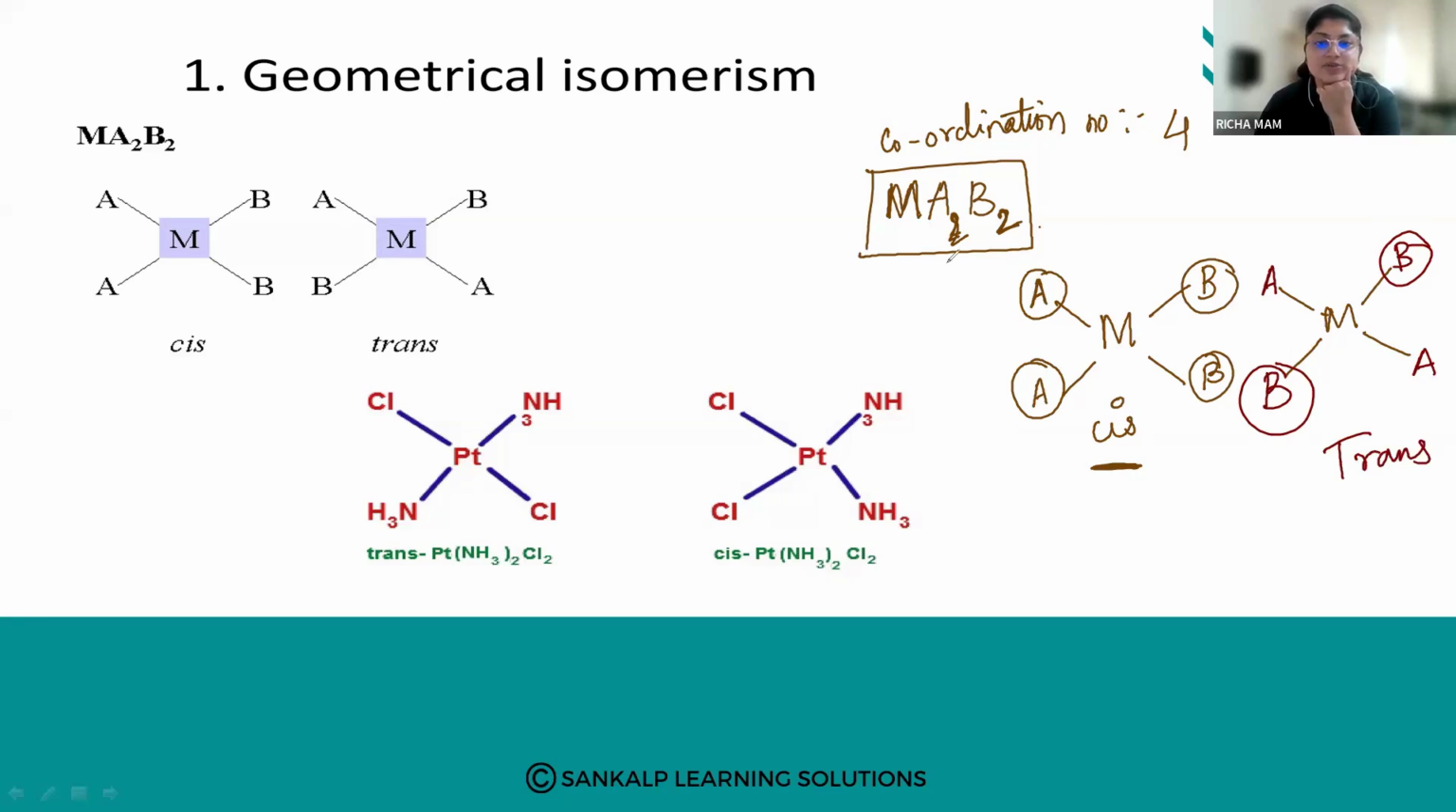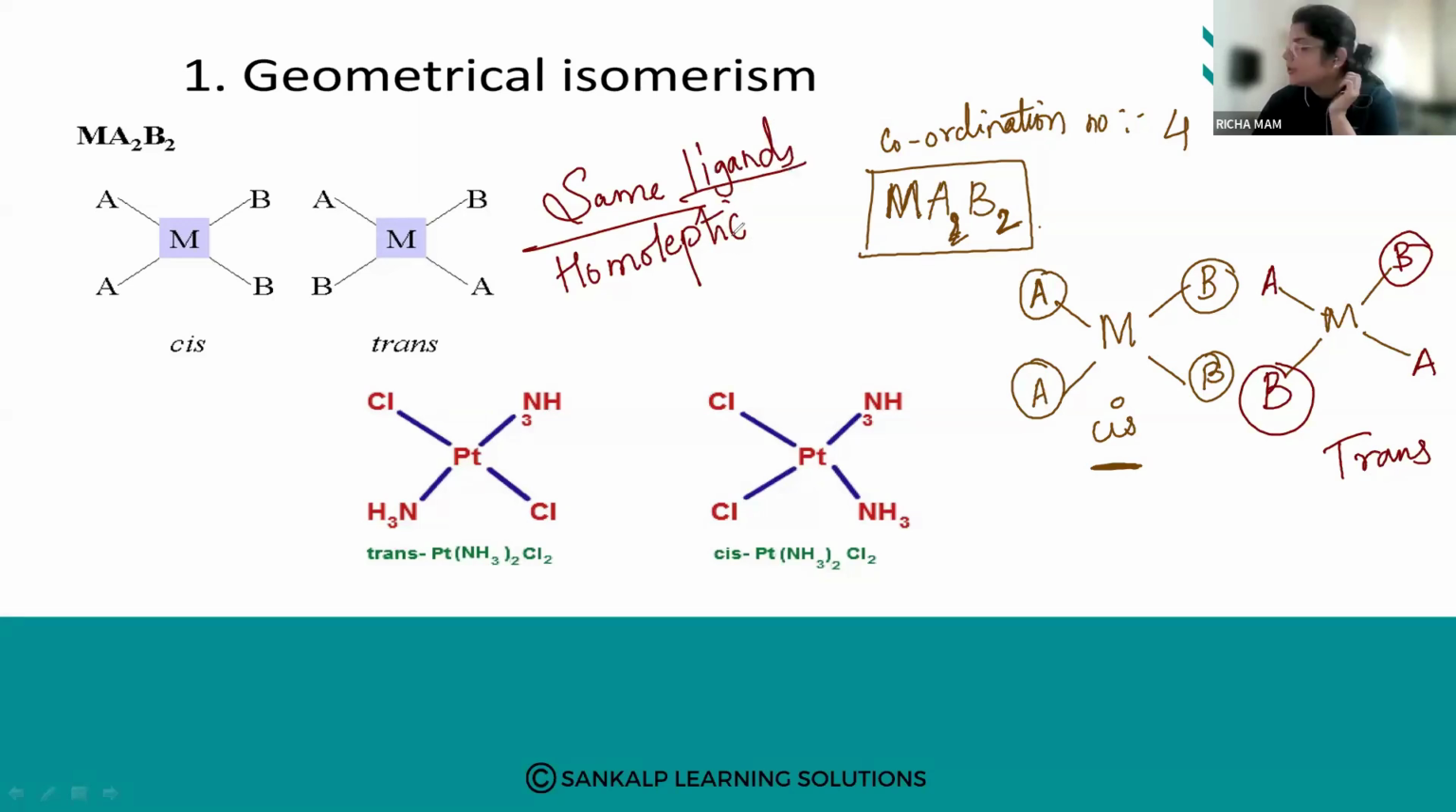When you have the same type of ligands in the complex, they are called homoleptic complexes, as we have studied. And when they have different types of ligands, they are called heteroleptic. So when we have the same type of ligand, homoleptic; when we have different types of ligand, heteroleptic.